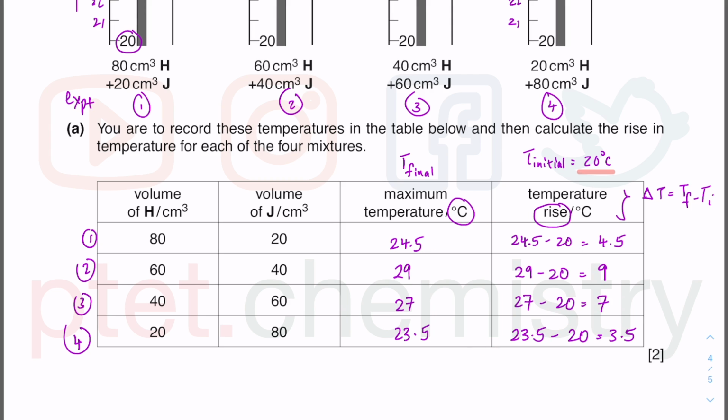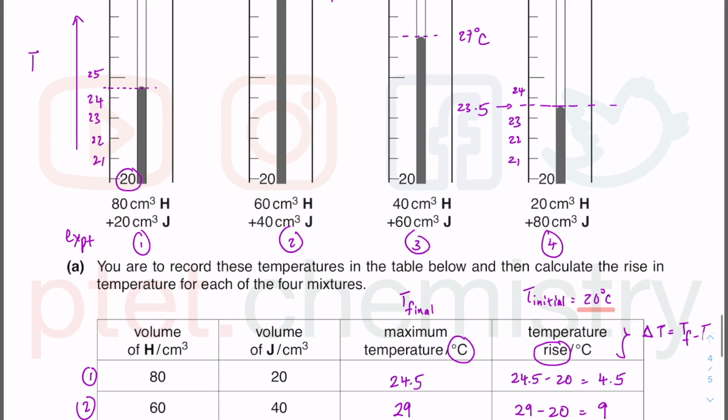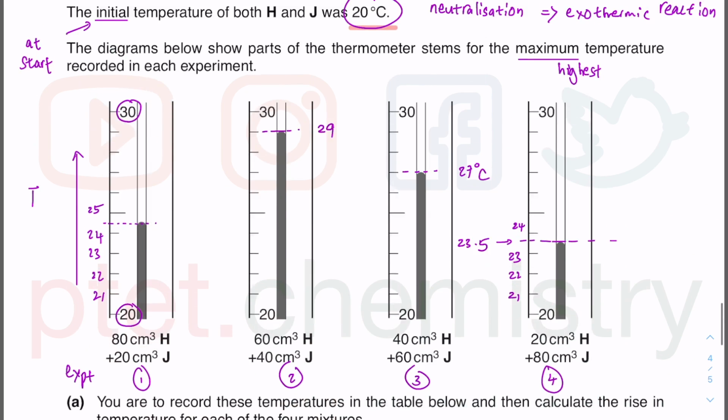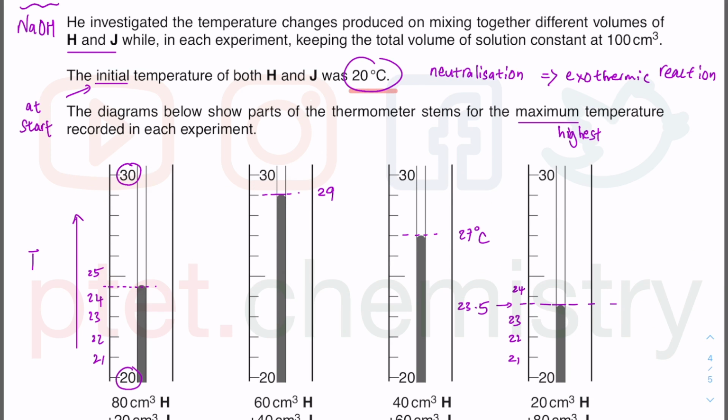Filling in the table involves reading the thermometer correctly. So the temperature is the reading from the thermometer. Some students might not be able to get the idea of temperature rise. It basically means the difference in temperature. How much has the temperature increased? Rise means increase. They both started from 20 degrees Celsius if you read the question carefully, and some students might have missed this particular point. If you don't read the information, if you don't read the question, you will always lose out.